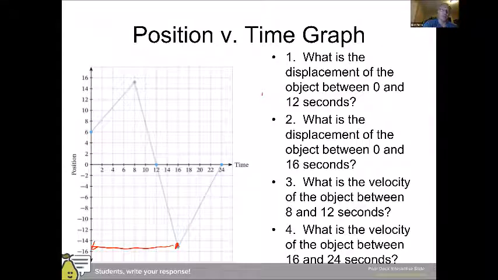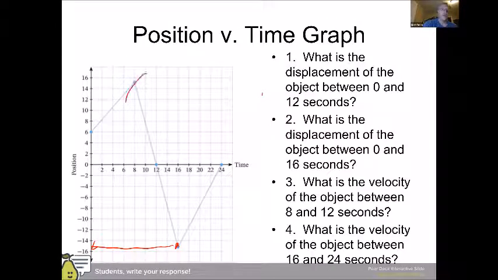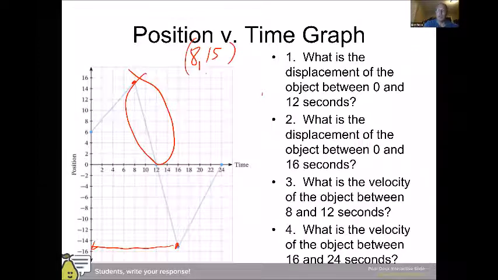We're looking for this little piece right in here. So let's find the slope. To do that, let's get our points first of all. At 8 seconds, at x equals 8, our y value is right here. So it's about positive 15. And at x equals 12, our y value is 0.